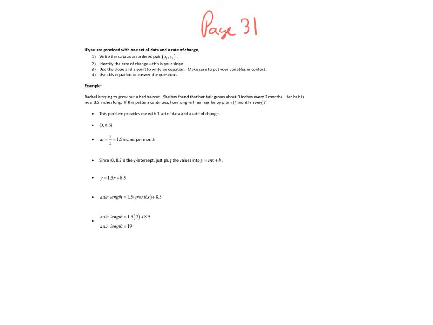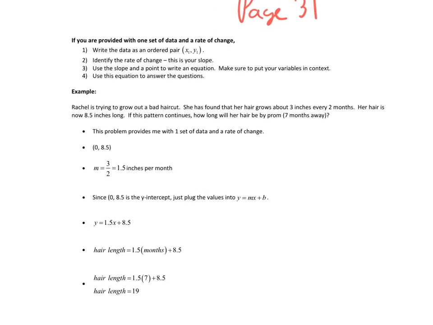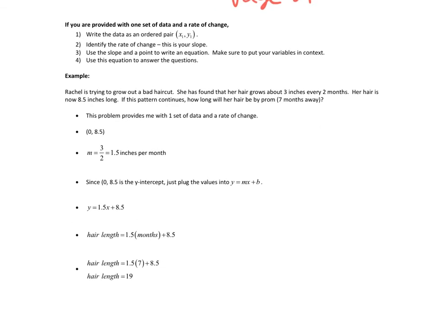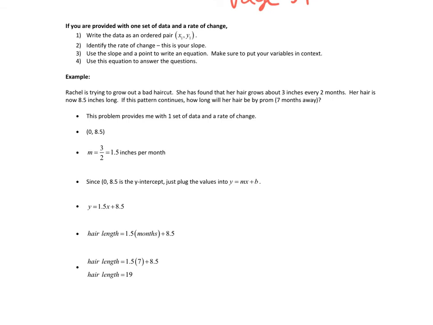If we look at page 31, here's an example where we're given a rate of change and a data point. When you read this problem about Rachel trying to grow out a bad haircut, she found her hair grows about 3 inches every 2 months. There's a key word in there: every. That tells us this is a rate. 3 inches every 2 months. This is a rate. It's repeated over and over again.